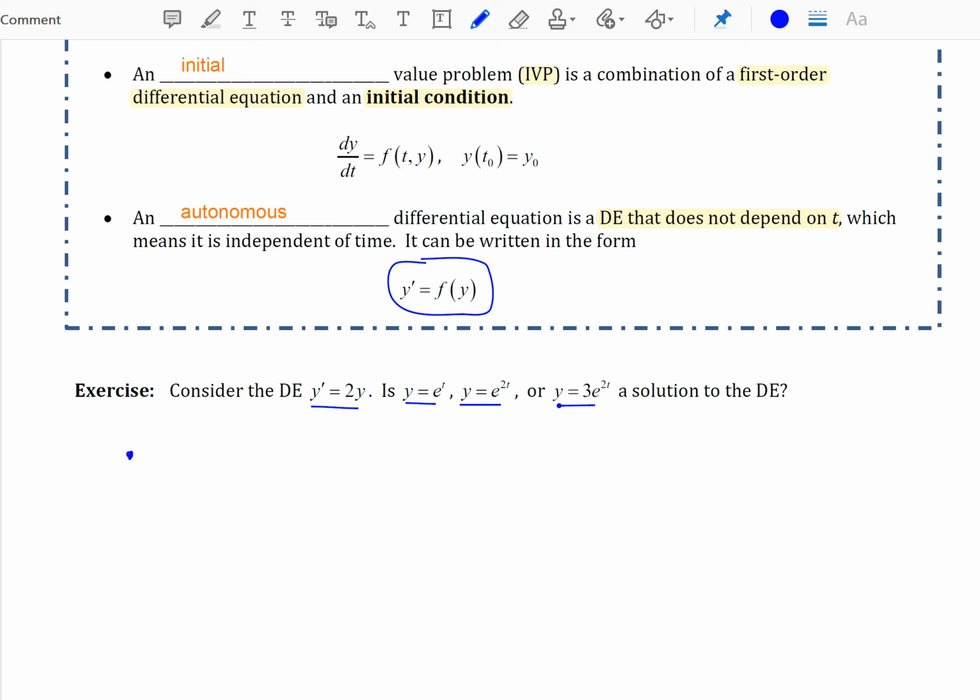Let's consider y equals the function e to the t. And we want to know, does this satisfy this differential equation? So let's imagine taking our differential equation, y prime equals 2y, and by direct substitution, we'll see if both sides of this equation are equal. So the derivative of e to the t, we know, is e to the t.